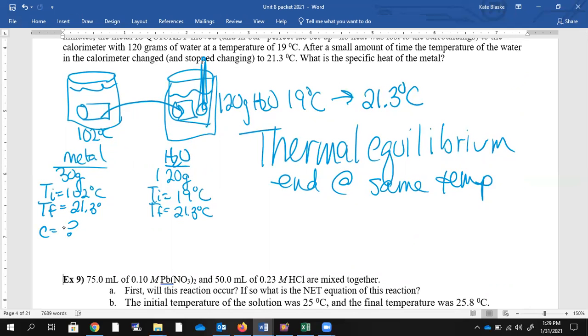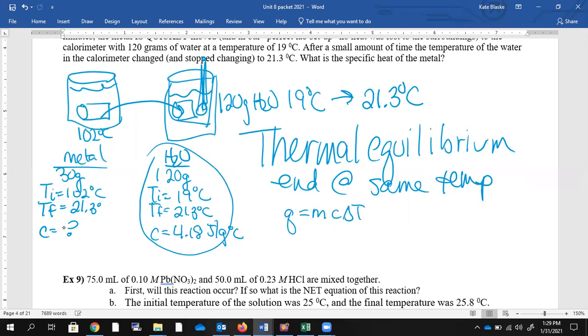I already know the heat capacity of water. This is a constant value. I believe it's on the back of your equation sheet. It's 4.18 joules per gram Celsius. So from all of this data, I can figure out how much energy change that water went through. So Q equals mc delta T. My mass is 120 grams. It can stay in grams. Heat capacity is 4.18 joules per gram Celsius. Change in temperature is 21.3 minus 19.